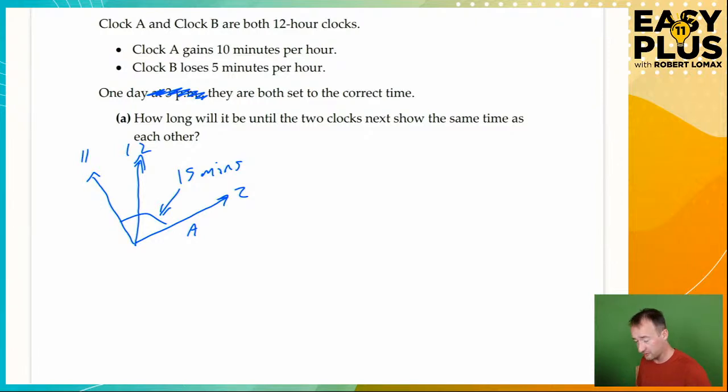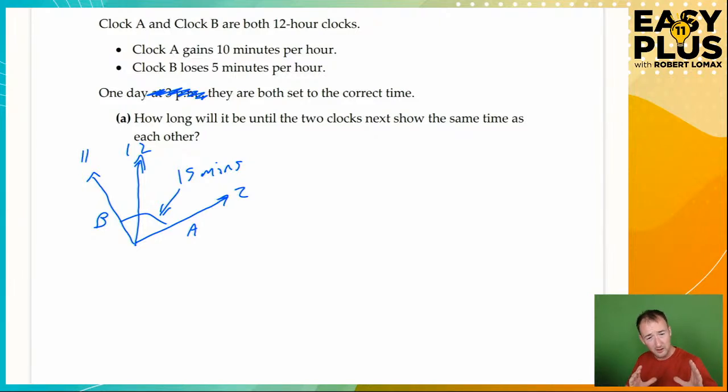Because there's a 15-minute difference between these hands, but also a 15-minute difference between the time that these clocks show overall. Clock A has gained 10 minutes and clock B has lost 5 minutes, so the difference after an hour is 15 minutes. Now, let's think about how we can use that.